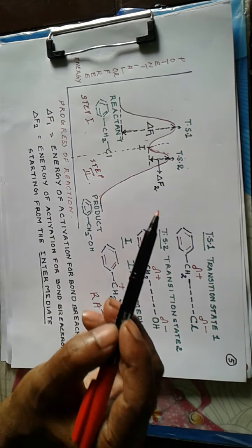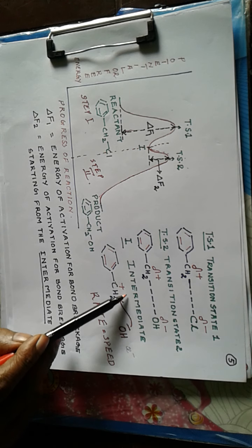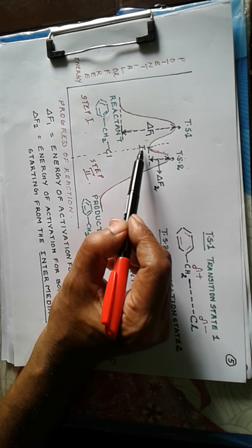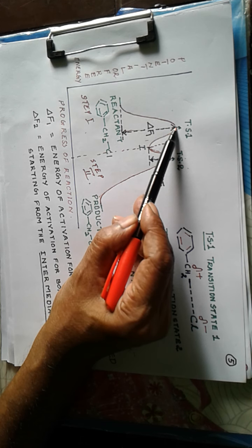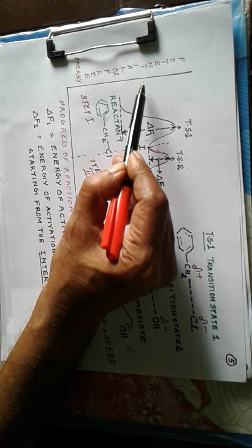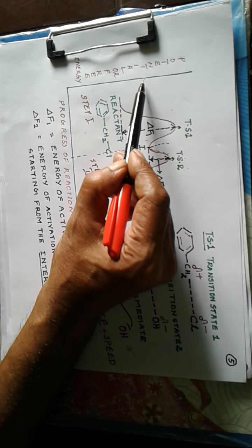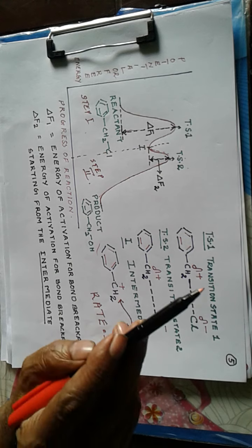Then in the second step, the intermediate here is the benzyl carbocation. Now it is called an intermediate because its energy is intermediate between that of the transition state and that of the reactant. So the energy of the intermediate is in between that of the transition state and that of the reactant. Again, this intermediate is stabilized by resonance.